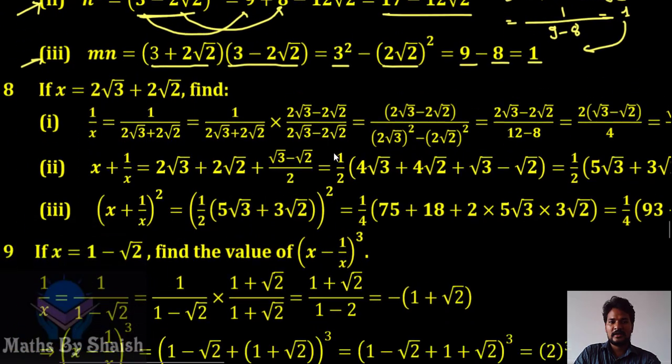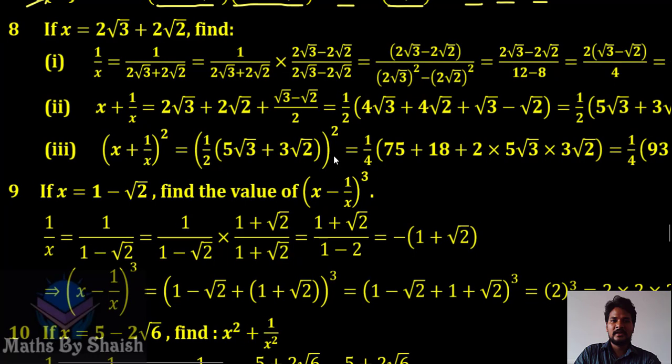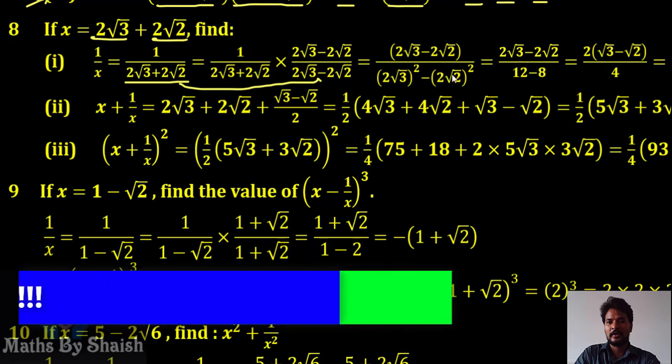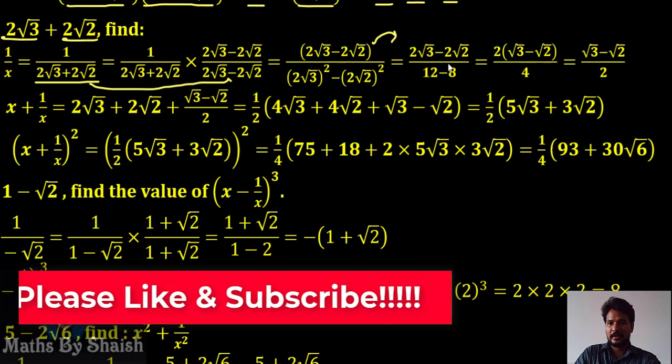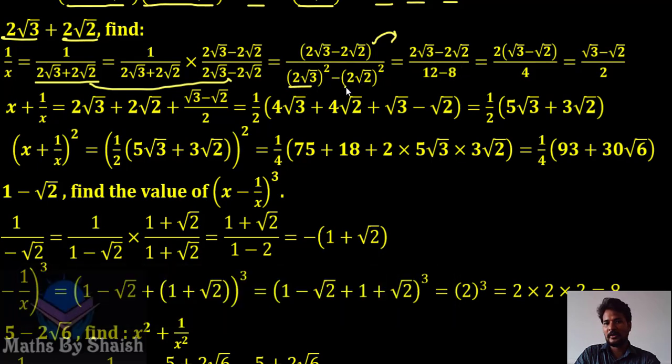Now let's discuss the 8th question. If x is given as 2 root 3 plus 2 root 2, find 1 over x. As they have asked 1 over x, we have to write the 1 over x value like this, and then since the denominator is not rationalized, we should always focus on rationalizing the denominator, and for that we require the rationalizing factor of this, that is 2 root 3 minus 2 root 2, and we multiply it in the numerator and denominator. Then we get the numerator as 1 into the whole thing, 2 root 3 minus 2 root 2, and the denominator is a square minus b square.